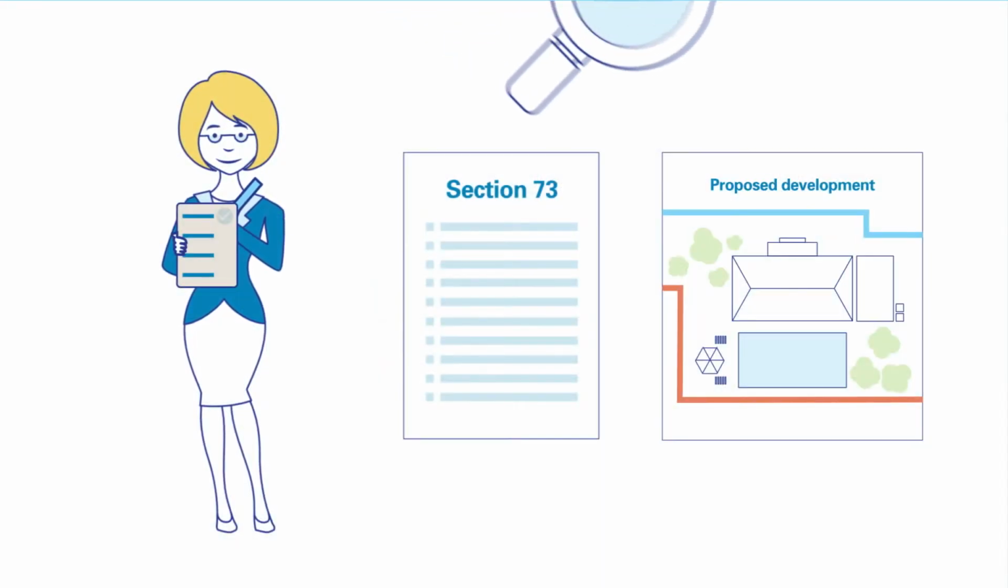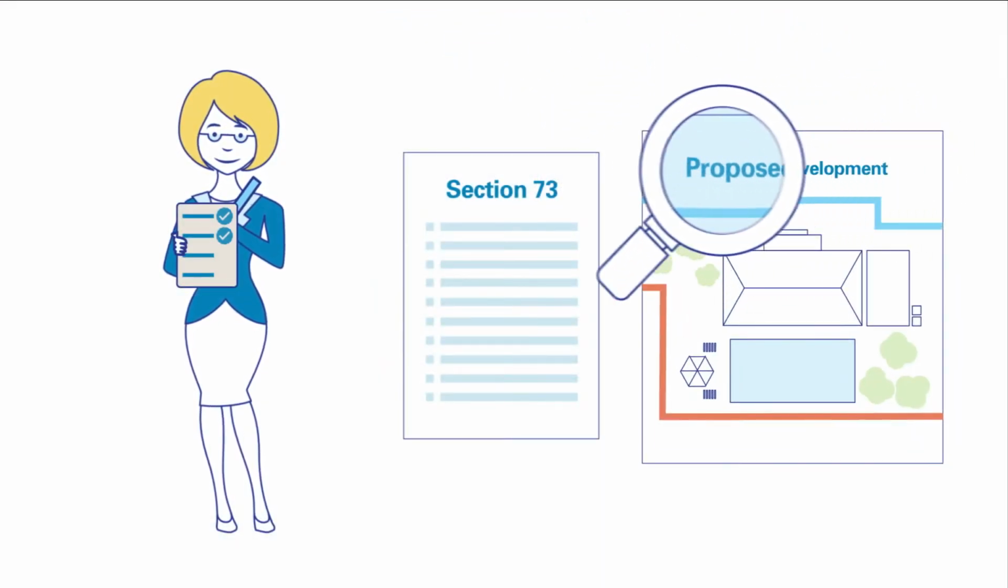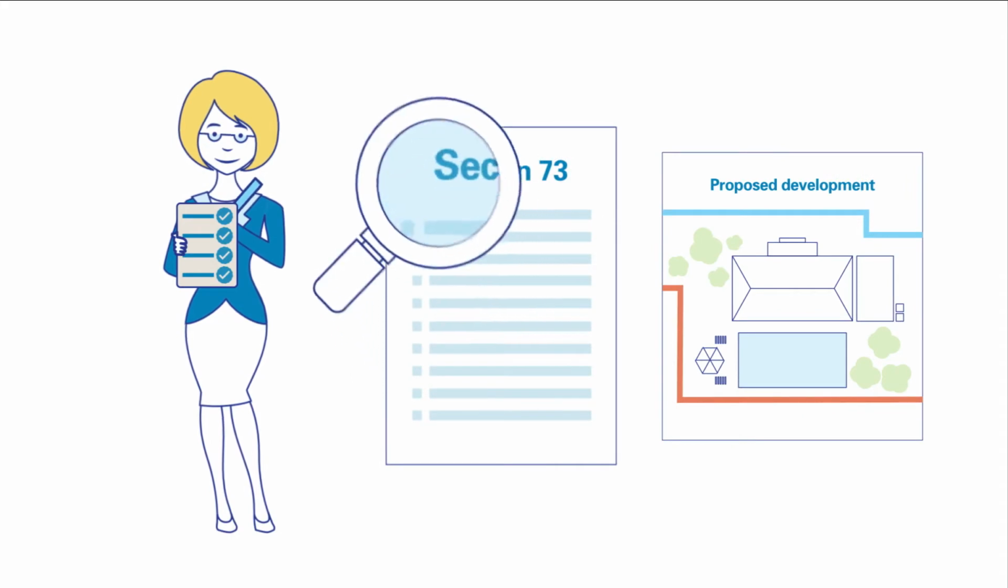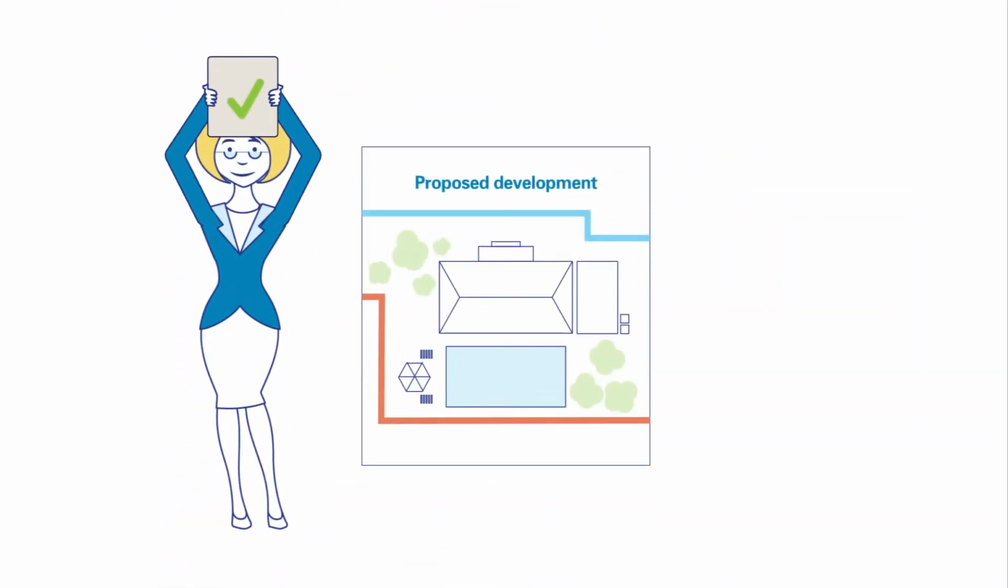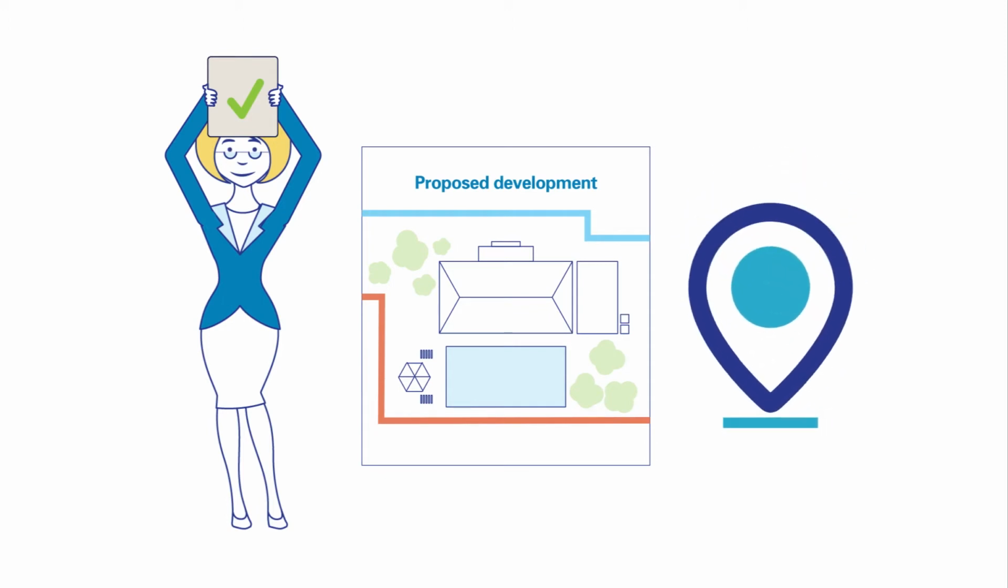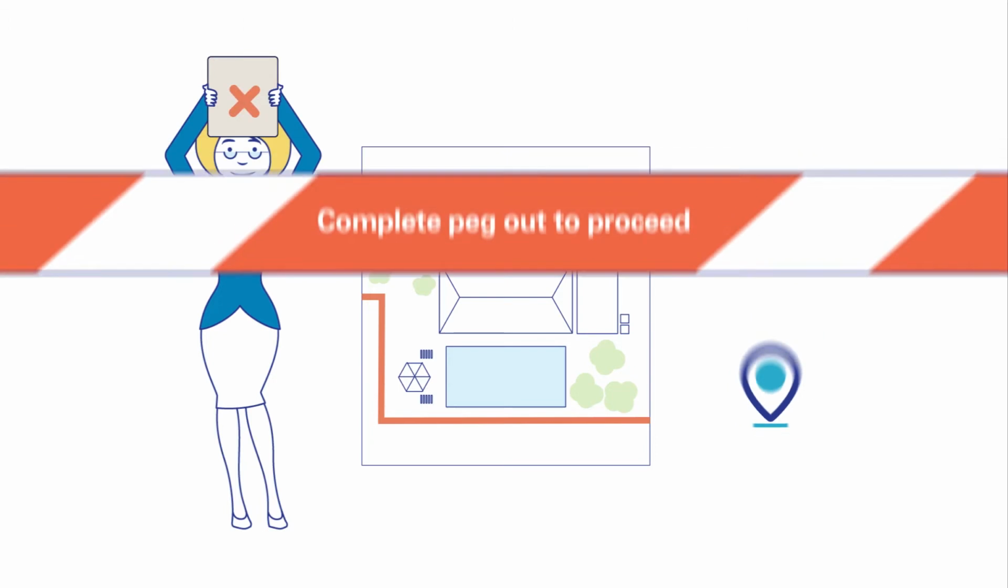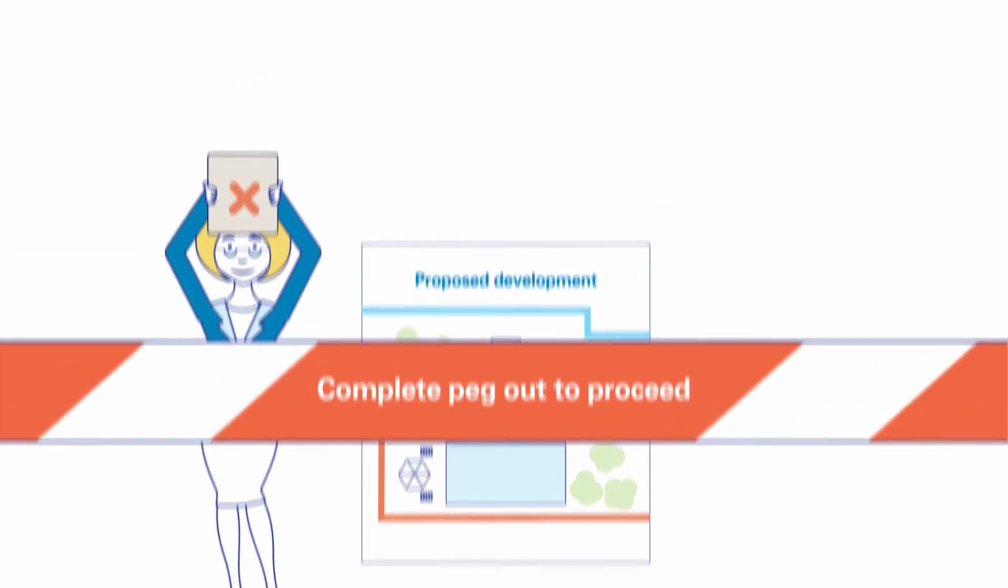Once you've submitted your application, we'll allocate a dedicated case manager to assess your application. The case manager will assess both your building plans and your Section 73 requirements at the same time. Approving the building plans is usually the first step, and depending on your building location, we'll either issue your building plan approval or ask you to obtain a peg out.